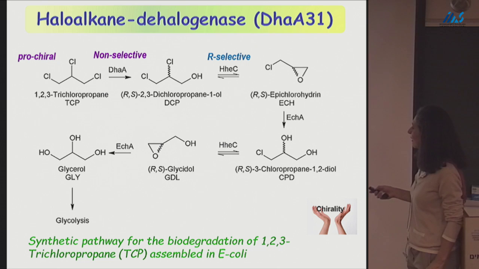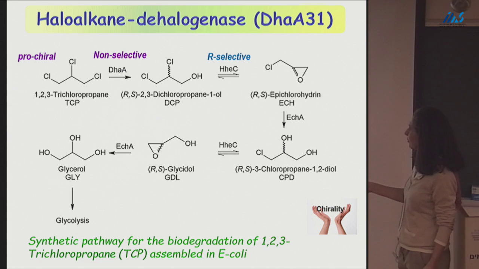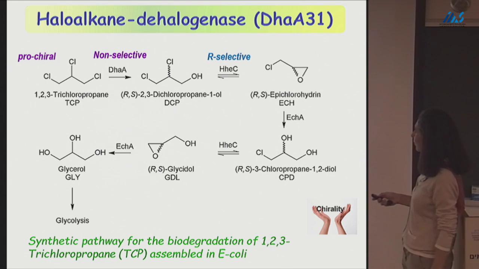Now, the problem is that throughout this biodegradation, the first, okay, so let me start by saying this molecule is pro-chiral. So, before the reaction, it is not chiral at all, but once you do an SN2 reaction, it becomes chiral. So this one is already chiral. Now, the first step in this pathway is non-selective, but the second step is R-selective. And the problem is that you get accumulation. If you don't make this selective, you will get accumulation of the S product.